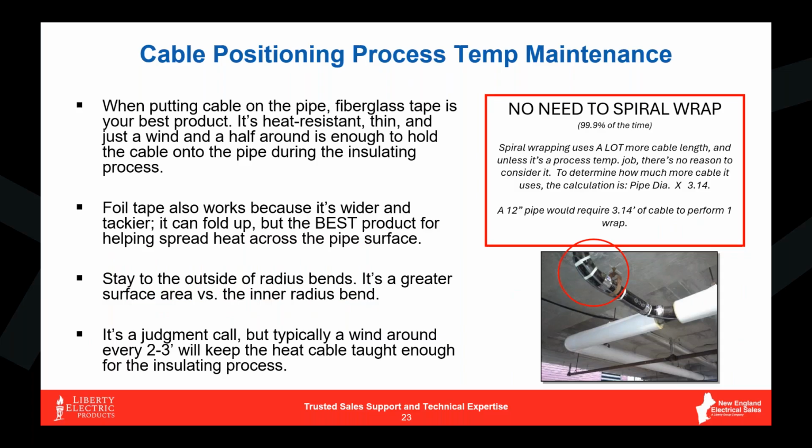So we talked about the outer radius bend, the state of the outside of the bend versus the inner. But generally, about 2 to 3 feet for your fiberglass tape, something like that ought to give you enough to keep it up on the pipe and easy for the insulators to do what they need to do.